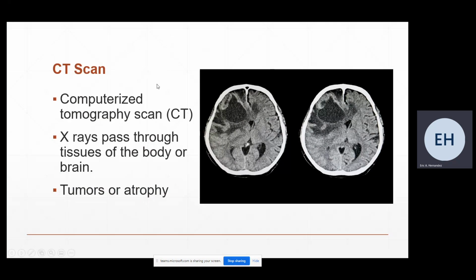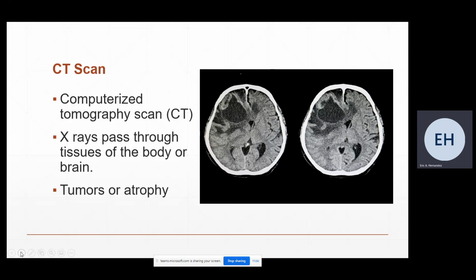So we have a CT scan. CT stands for computerized tomography scan. X-rays pass through the body tissue, and we can see tumors, growth, shrinkage. This one is a CT scan. You can see a tumor. And this is a really neat one because you can see the corpus callosum, you can see the longitudinal fissure.